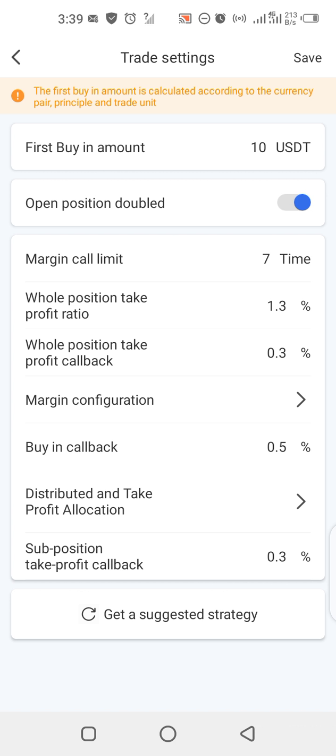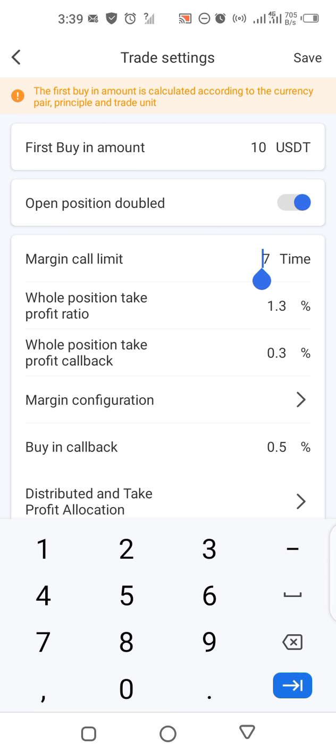You can double the profits. So you are doubling everything. You are doubling the first buying amount, and at the same time you are doubling also the profit. So everything will be double. All right, everything will be double.